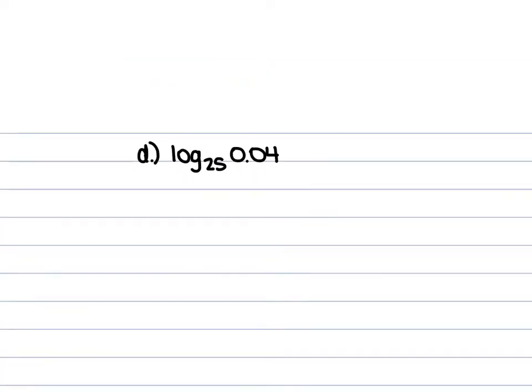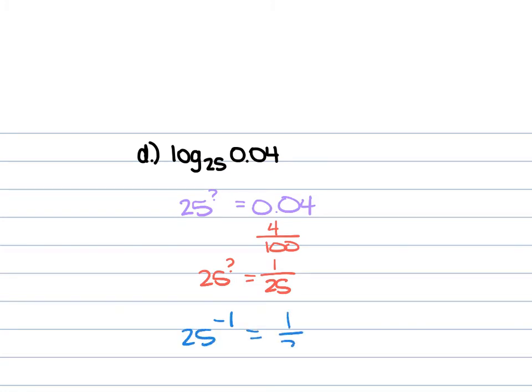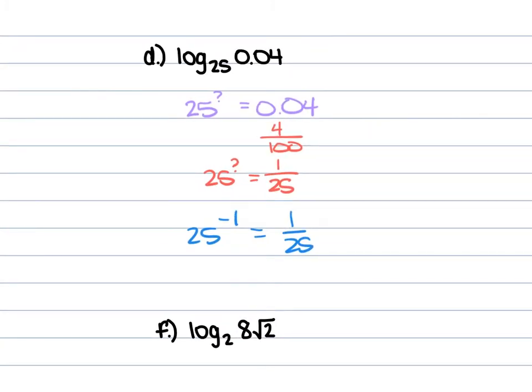For d, we have log base 25 of 0.04. So again, this is 25 to what power is 0.04? This is the same thing as saying 4 over 100, which is 1 over 25. So 25 to what power is 1 over 25? That's 25 to the negative 1st power. So our answer for this one is negative 1.